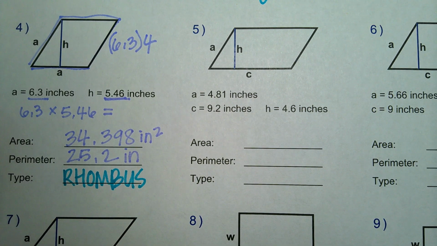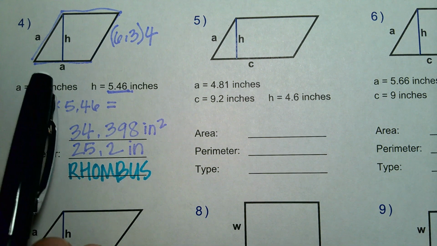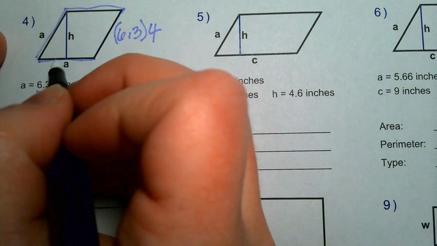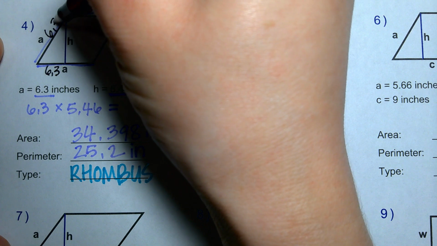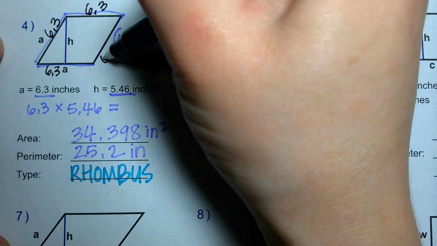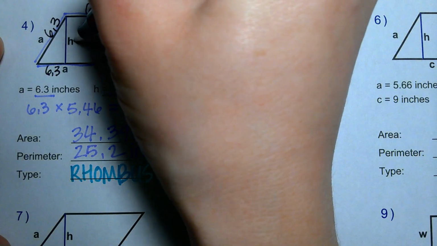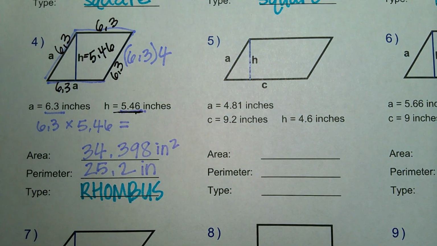So what are you looking at on your paper? The side is the same as the height. So our side is measured with A. So 6.3, this is an A, 6.3, 6.3, 6.3, and our height is here, 5.46. So maybe I wrote it down like I put 2 times 6.3 plus 5.16. Maybe I just got the math wrong.